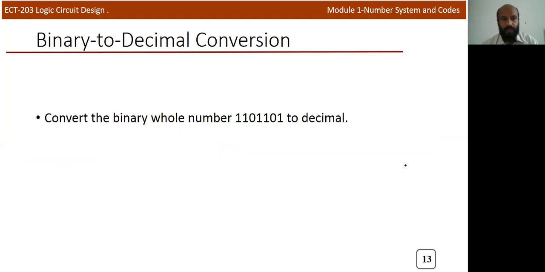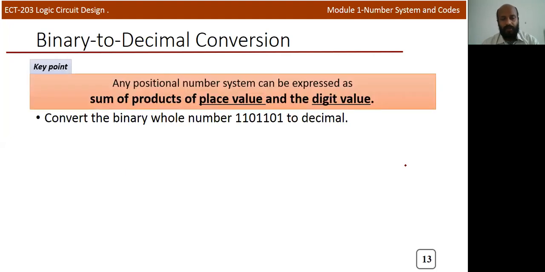Now we'll move to the conversion part, binary to decimal conversion. How can we convert a binary number into a decimal number? In order to solve this, you should remember this point, which is already discussed: any positional number system can be expressed as the sum of products of place value and digit value. Here there is a question. You need to convert the binary whole number 1101101 to decimal. In order to find the decimal equivalent of this particular number, we need to multiply each position by its weight.